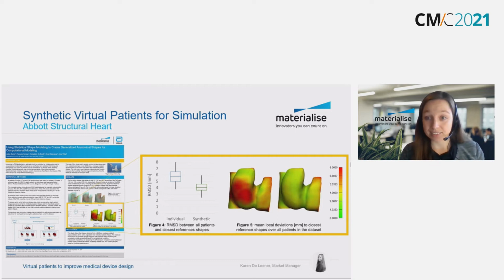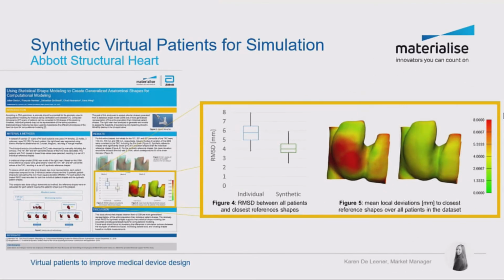Then second example, a totally different field, a bit more my cup of tea as cardiovascular market specialist. So this is a study that we did together with Abbott Structural Heart. And the goal of this study was to assess whether the shapes from statistical shape modeling are more generalized than the shapes that you have from individual patients. So really the difference between the individual virtual patients and the synthetic ones.